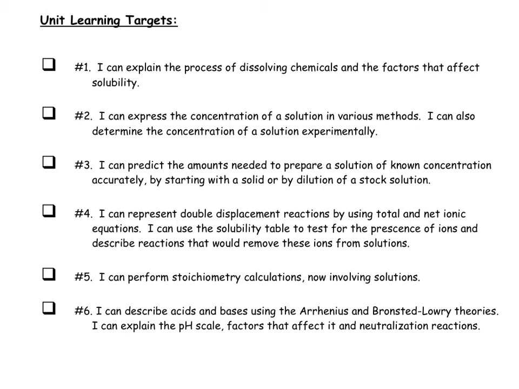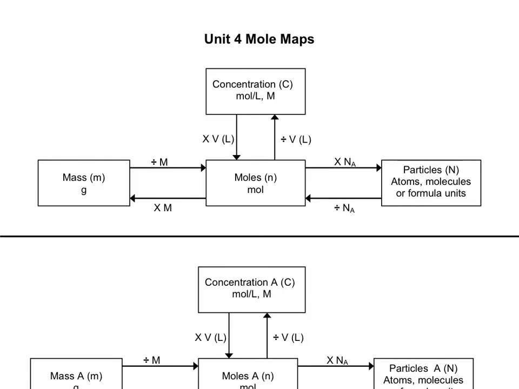In this lesson, we'll discuss learning target number 5, performing stoichiometry calculations involving solutions. Now that we know the equation C equals n over V, and we have a way to relate the moles of a solute to the concentration of a solution, we can add another link onto our mole map. Here, if we have the concentration of a solution and multiply it by the volume in liters, we'll get the moles of the chemical.